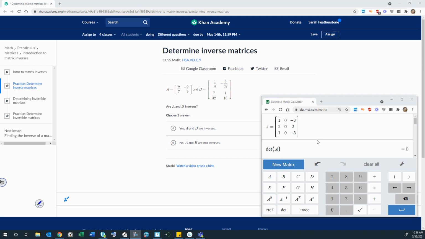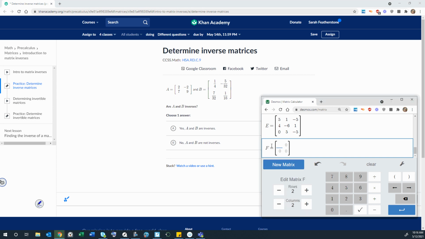Now, I've been using my Desmos calculator for other things, so that means I already have a bunch of matrices assigned to letters, and I could go through and delete those if I wanted to, so that I could use an A and a B for these matrices. But I'm just going to go ahead and do new matrix. It's going to assign it a new letter F, and that's fine. I'll just remember that this matrix F is the same thing as matrix A because I'm typing in those numbers. So I'm going to type in my 2, -2, 7, and 9.